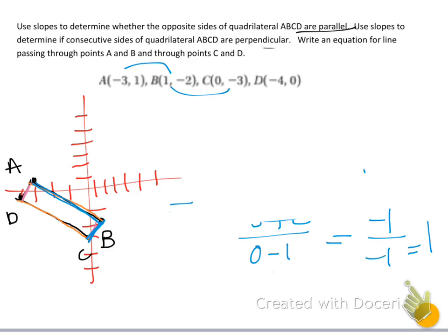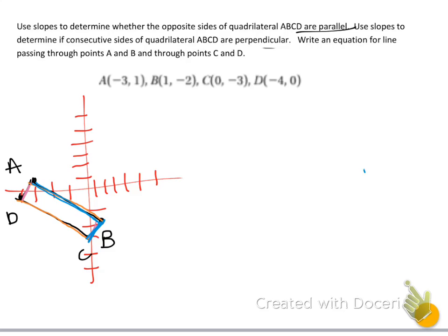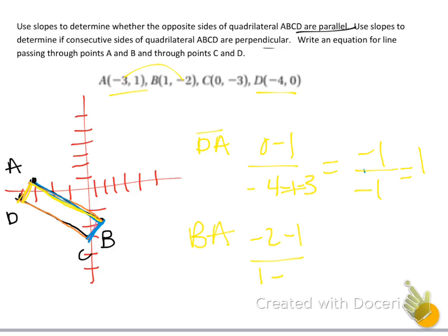Let's do another one. Let's do DA and AB. So DA, we got 0 minus 1 over negative 4 minus negative 3. Negative 1 over negative 1, so 1. And then my other one was BA. So negative 2 minus 1 over 1 minus negative 3. Negative 3 over 4. Okay, they're not opposite reciprocals of each other, so they're not perpendicular.